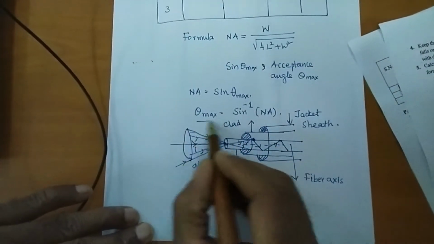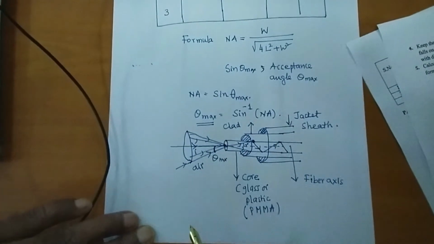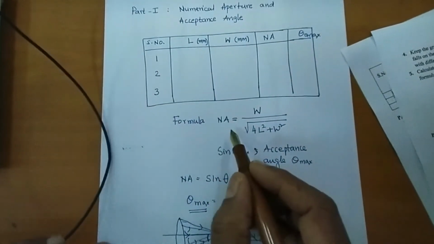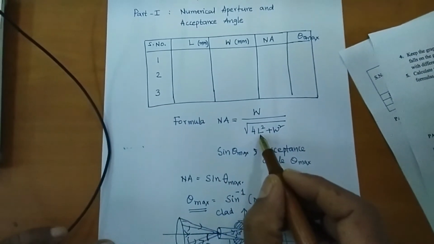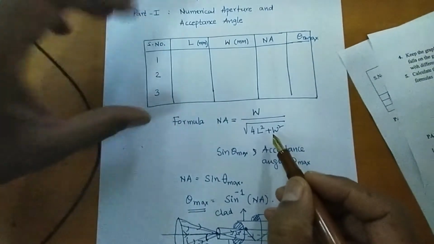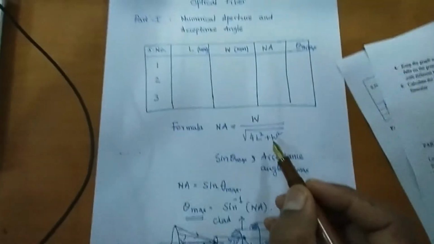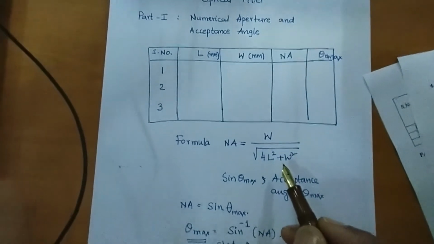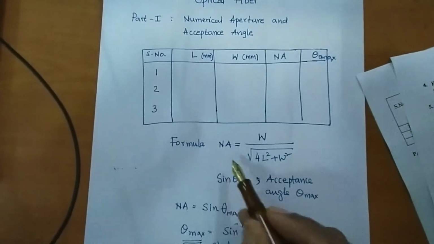Therefore, we are measuring what is the maximum angle. So we first measure NA by measuring the values L and W, and I take three different values of L and corresponding values of W are noted down, and we calculate the NA value and theta maximum value.